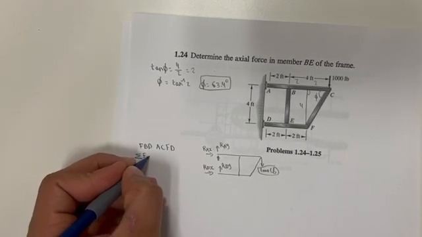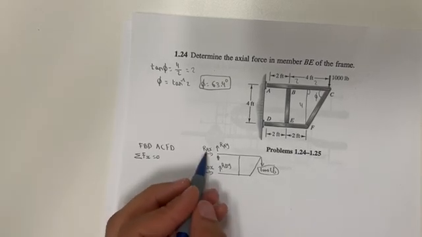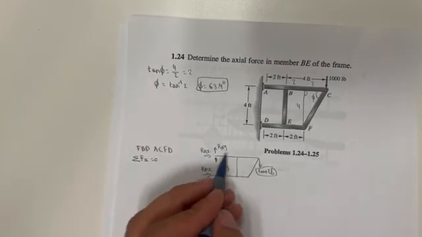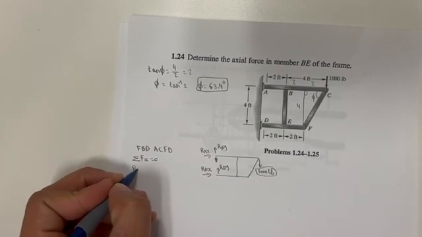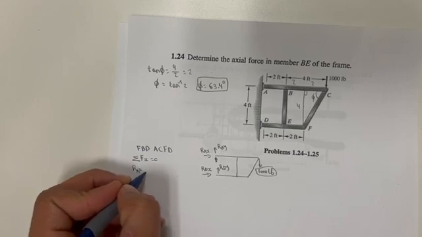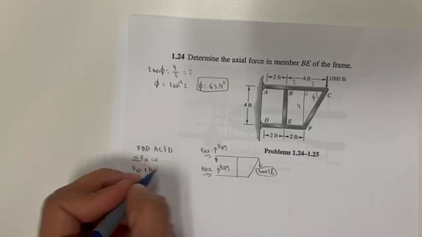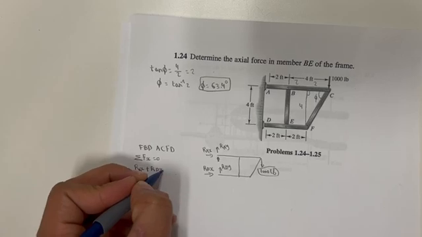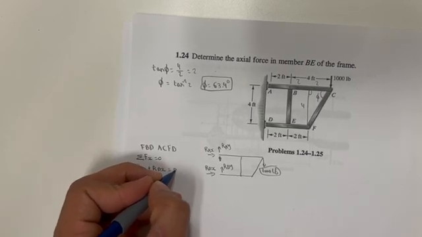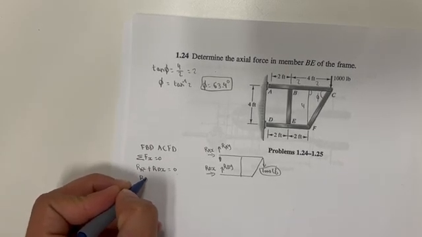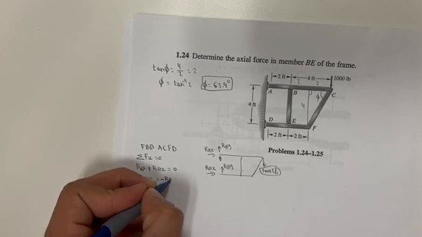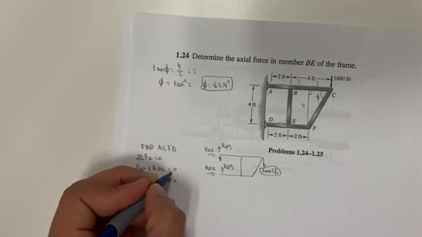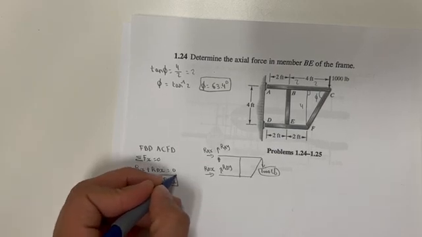Let's get the 3 equations that we use for any free body diagram. Summation of Fx equals 0. We have only 2 in the x direction, and both of them are in the same direction, which is RAX plus RDX equals 0. So RAX equals negative RDX. That is the first equation.